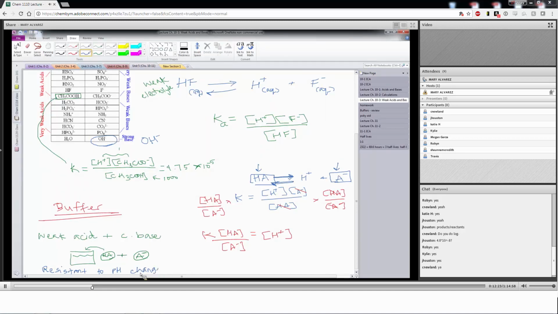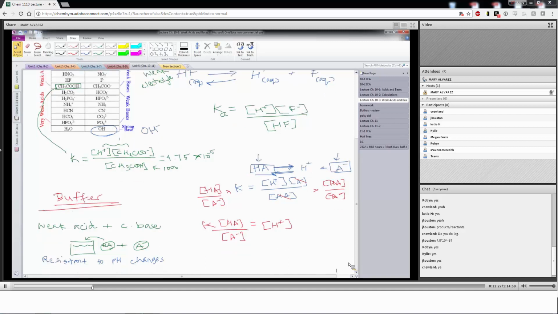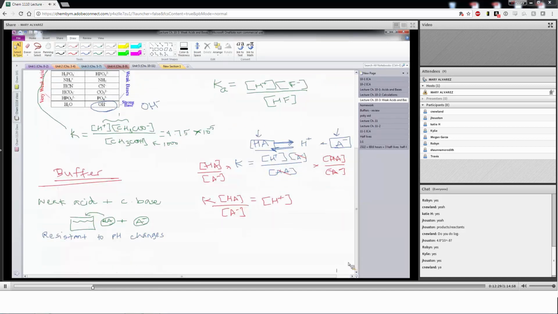Because if I add a really strong acid, which would normally push the pH down, right? If I add strong acid, then I'm adding H plus, right? If I add H plus, then it enters this side of the equation. It combines with my weak base and creates more weak acid. So instead of adding a really strong acid, like I thought, it's immediately converted to a weak acid, and so the pH doesn't change significantly.